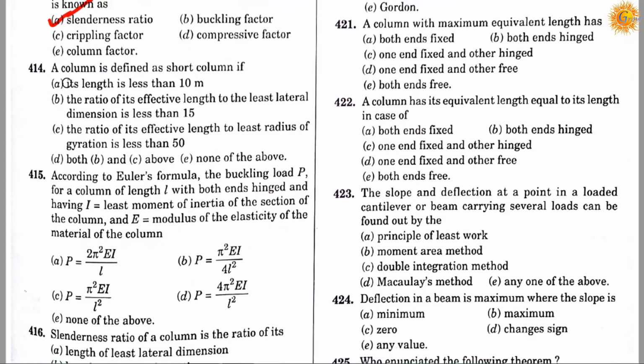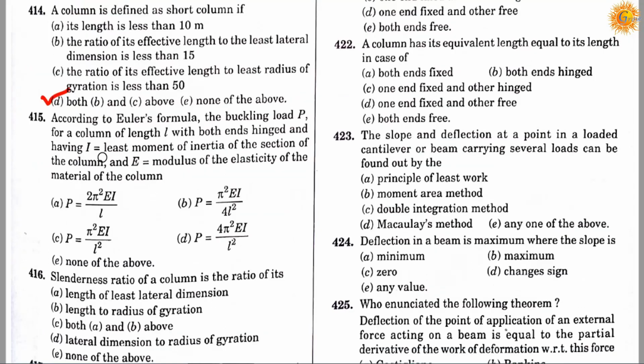Question number 414. A column is defined as a short column if: option A, its length is less than 10 meters; option B, the ratio of its effective length to the least lateral dimension is less than 15; option C, the ratio of its effective length to the least radius of gyration is less than 50; option D, both B and C above; and option E, none of the above. The correct answer is D. Answers B and C both are correct: the ratio of its effective length to the least lateral dimension is less than 15, and the ratio of its effective length to the least radius of gyration is less than 50. Both are the answers. Question number 415.